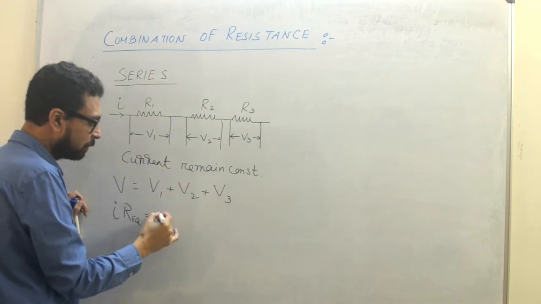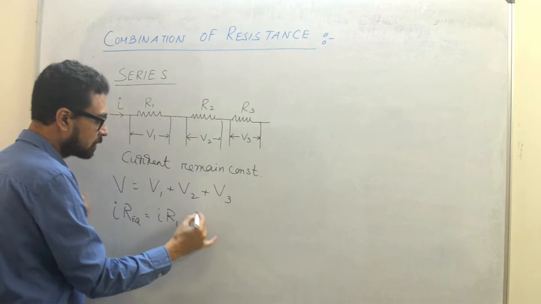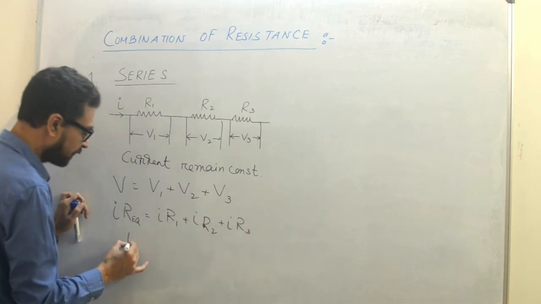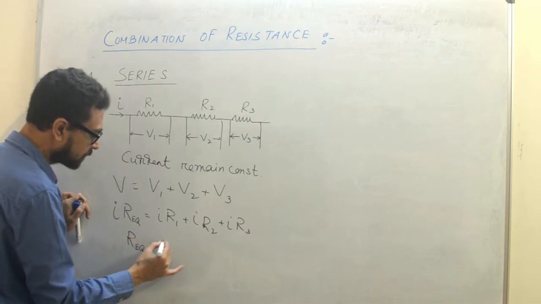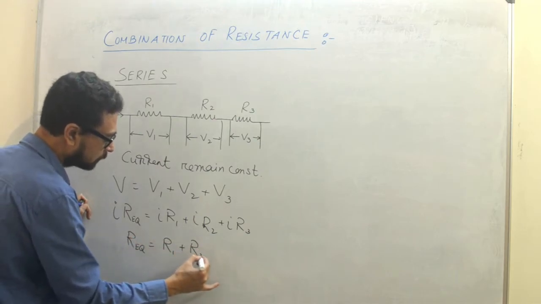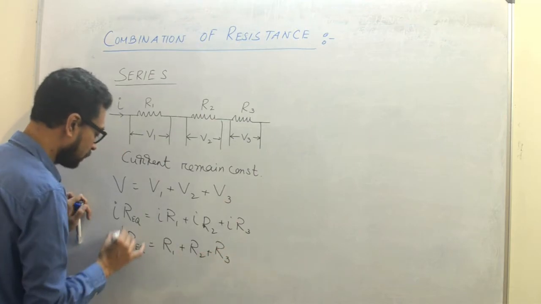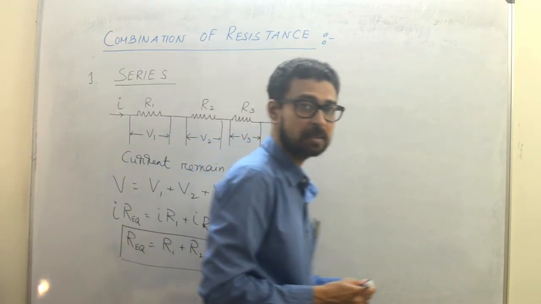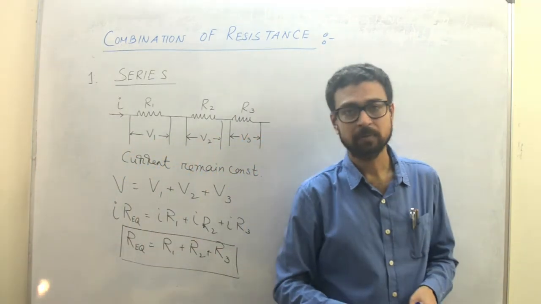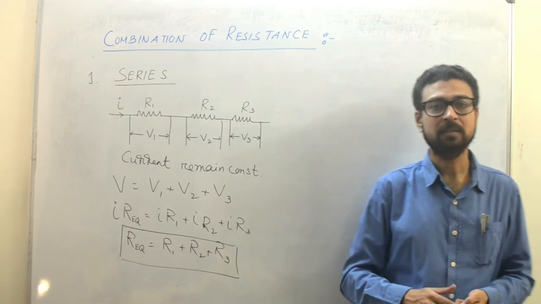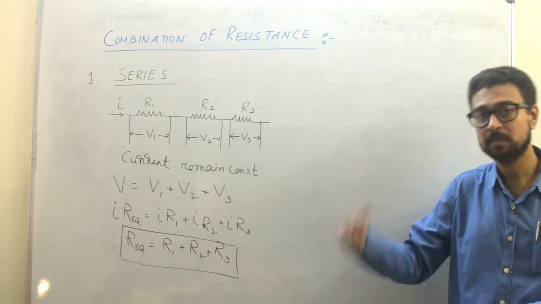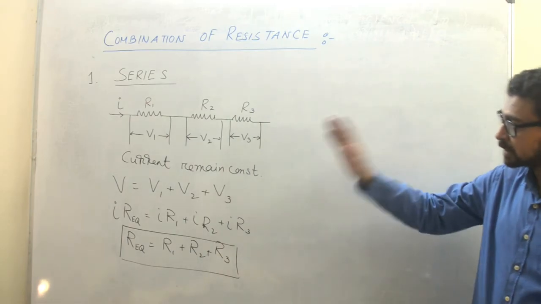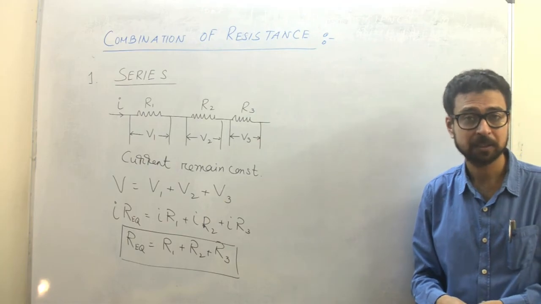And V1 will be equal to I R1, this is I R2, and this is I R3. So effectively we are getting an expression which is like this. So equivalent resistance in series combination is the sum of all the resistances thus connected, and it is just R1, R2, R3 addition. So you can understand, in series combination the effective resistance of the circuit increases, so effective current gets decreased. Okay, so this is one type of combination that we have for the combination of resistance.